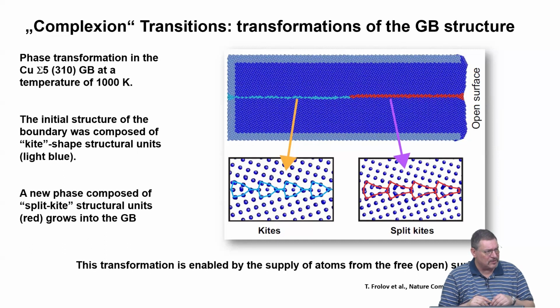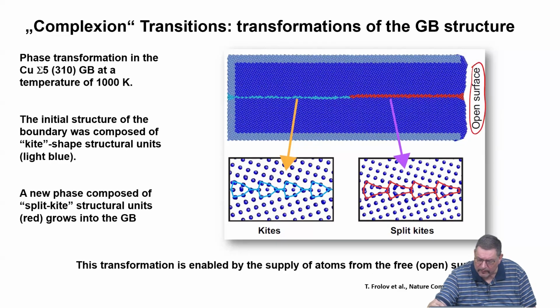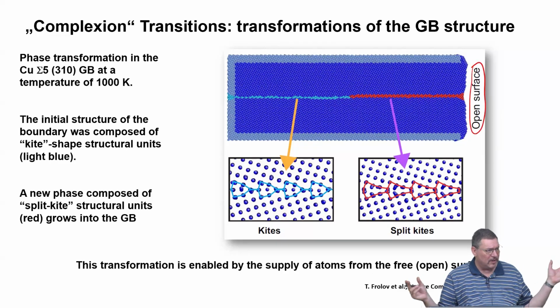Computations were done at 1000 Kelvin, so jumps are sufficiently quick to be covered by MD, molecular dynamics simulations. Very importantly, it is connected to an open surface, so excess volume can be exchanged with an infinite source or sink.